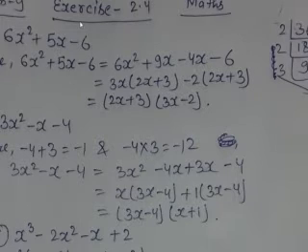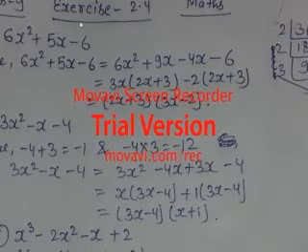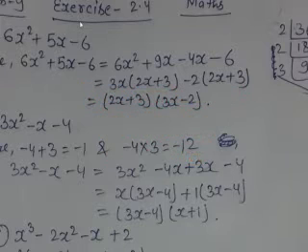You have to keep this in mind, that when we are splitting the middle term, the product of the split terms should be the product of the first and last term in the standard form, that is ax square plus bx plus c form. You can see x square, x, and a constant number is there, so it is in ax square plus bx plus c.